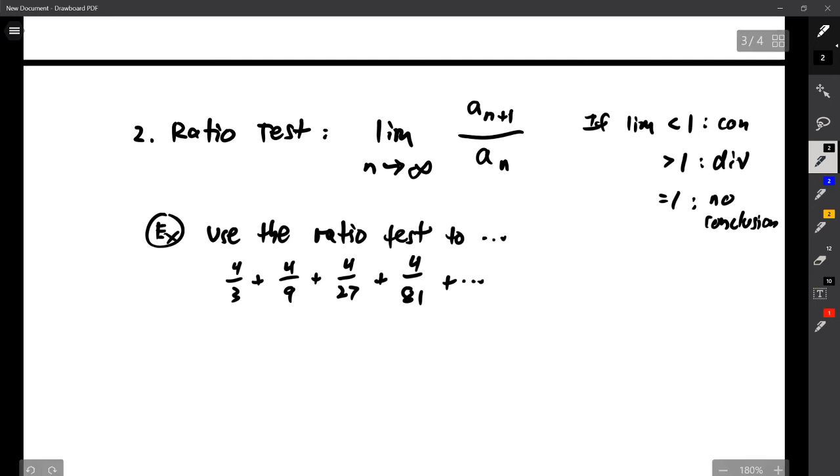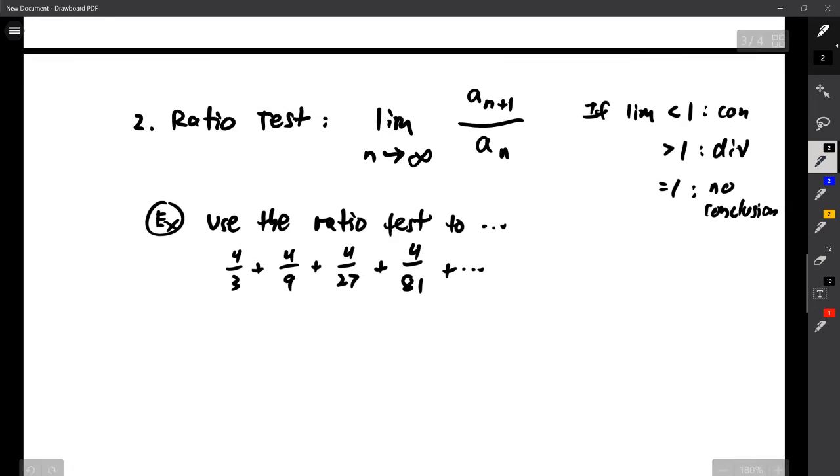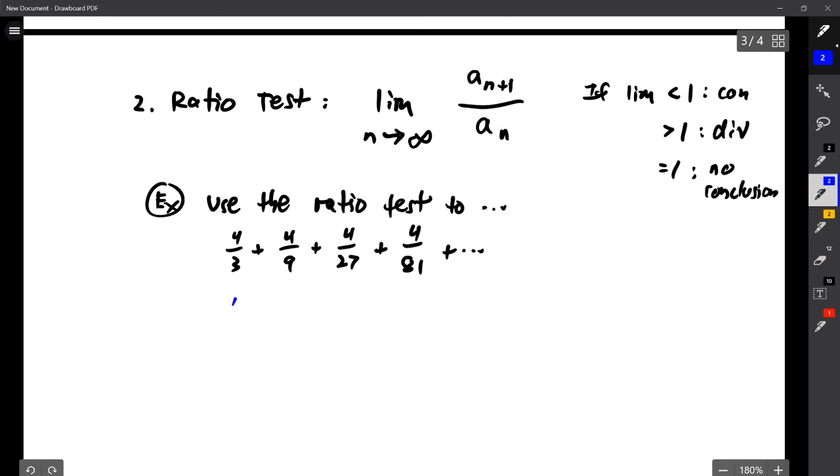Okay, so what we have to do is figure out what this is in terms of n. Well, we have a constant 4 on top. And then, well, 3, 9, 27, we're dealing with multiples of 3. And 3 is 3 to the first, 9 is 3 squared, 27 is 3 cubed. So it appears that I have 3 to the nth power. So that's what my nth term is. My nth term is 4 over 3 to the nth.